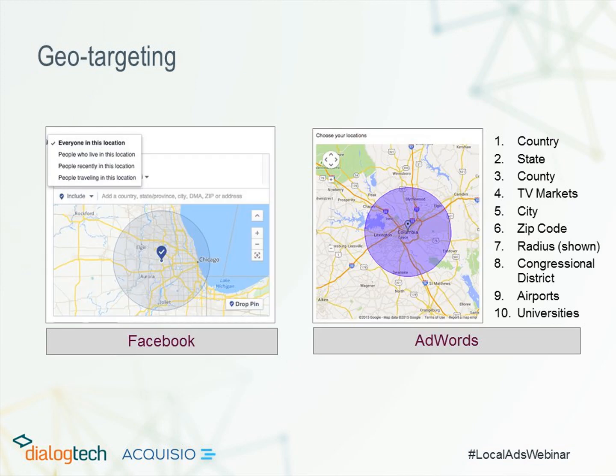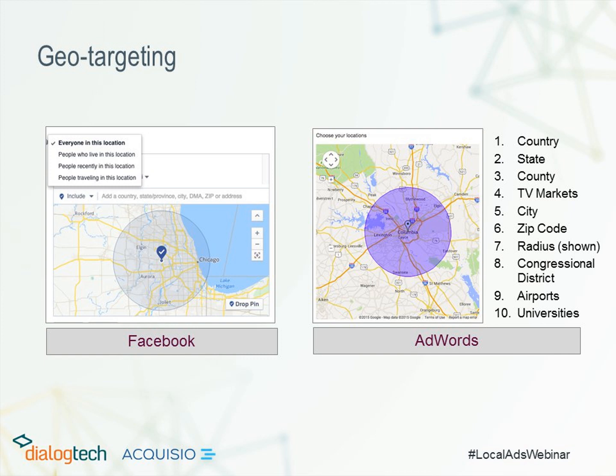Geo-targeting, I touched on a little bit. Ahmed touched on it as well, but obviously for local it's huge. I want to show you what it looks like for Facebook as well as for AdWords. For Facebook, what I love is that you can target people based on where they are. For example, if they're traveling or on vacation, you can run ads specifically to them.